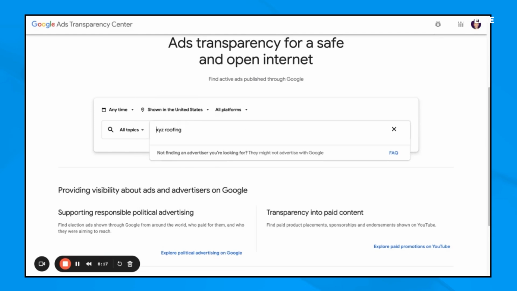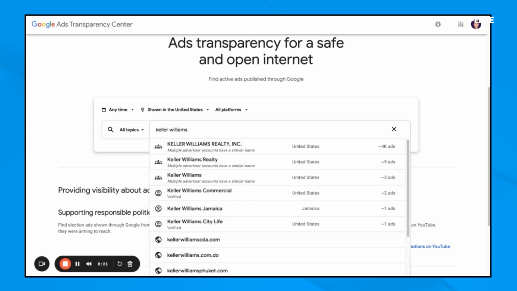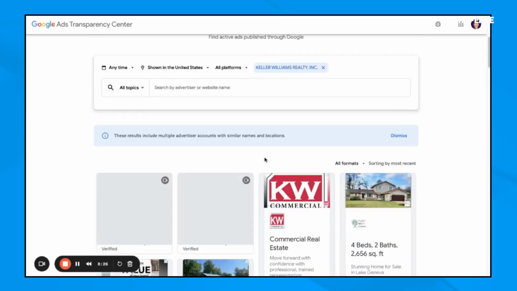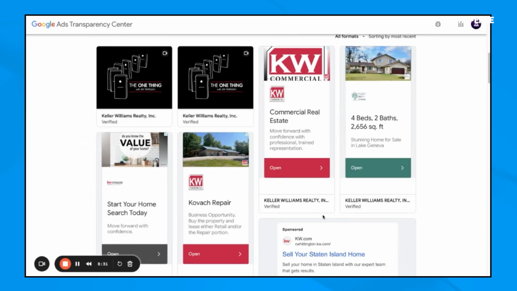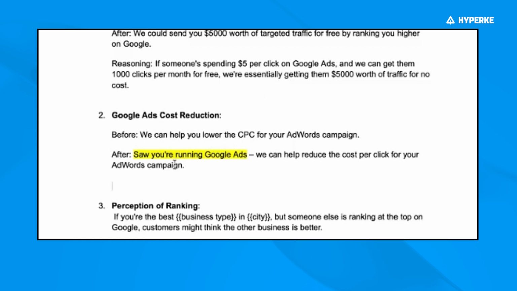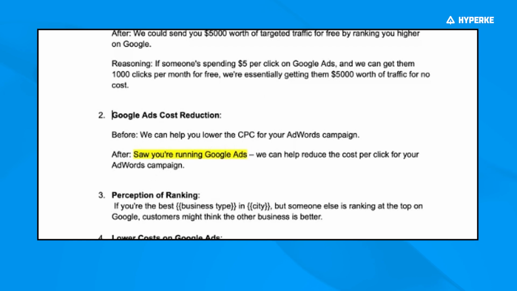Now obviously, let's look for a real business. So let's say Keller Williams, right? You'll see Keller Williams, they're running 4K ads. So you can look at all their ads. If they're running ads here, you know that this business does run ads. So this can only be sent if you have a list of businesses running ads, but this is another offer angle. You can also send this.